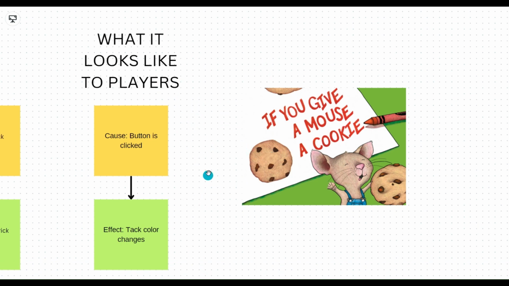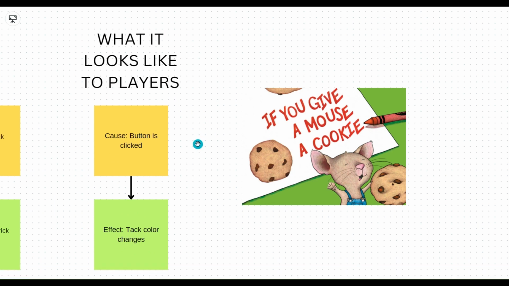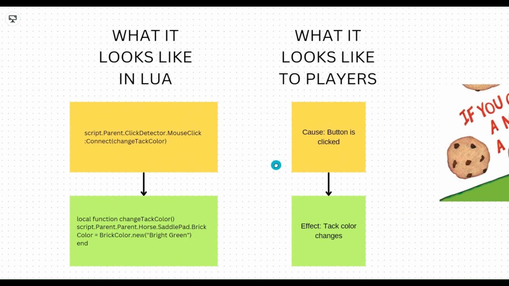So what it looks like to players in this particular instance, because we're trying to get the tack color to change, is that the cause is that they clicked a button, and then the effect is that the tack color changes. Now all we have to do basically is translate this into Roblox Lua, which is the kind of scripting language that we're using. So if we go over here, this is what it would look like in actual scripting.